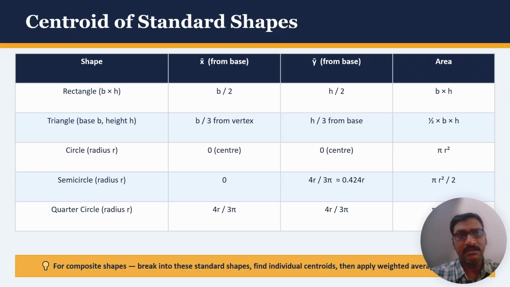And now move to the third shape, the circle, which has radius small r. A circle has infinite axes of symmetry. They all pass through the geometrical center. Therefore, the centroid of a full circle is at its center.